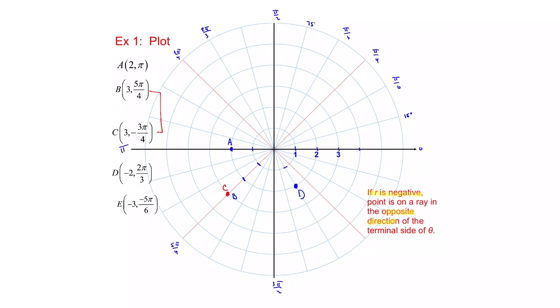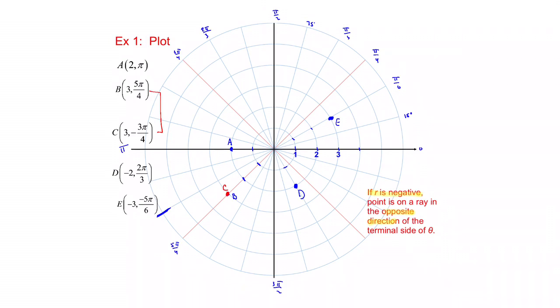Point E is negative 3 and negative 5 pi over 6. So we got a negative angle. So negative 5 pi over 6 would be right here. Okay. And then we want to go in the opposite direction 3 units. So in the opposite direction, 1, 2, 3 units. And so E would fall right there.